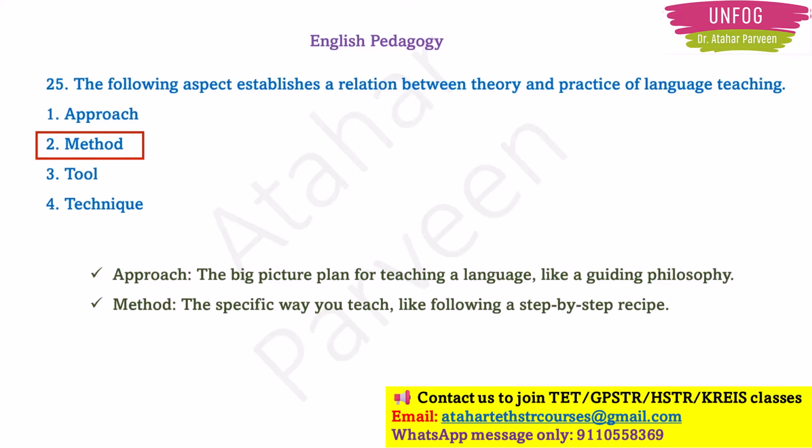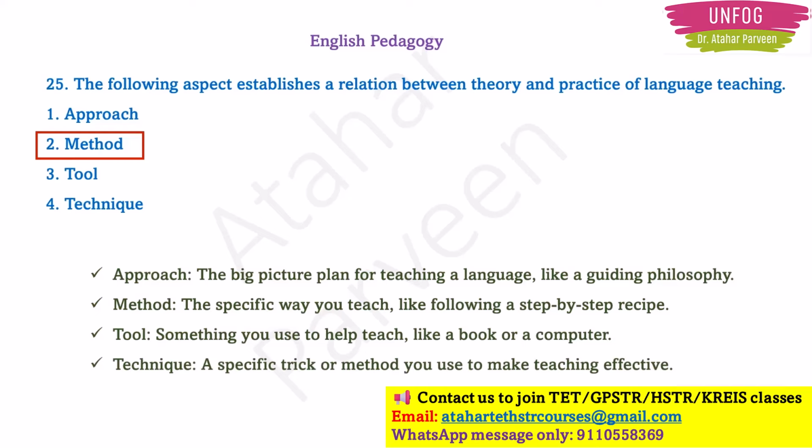The next option is tool. A tool is something you take help from to teach, like a computer or a book. Another one is technique. Technique means one particular trick, or one specific method the teacher uses to make teaching effective. For example, the teacher may use PowerPoint. That is one computer based technique which the teacher is using to make teaching effective.